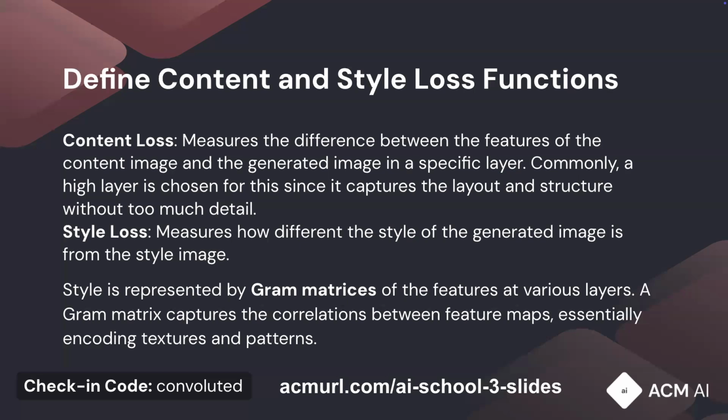The style loss is a little bit more complicated because it's not just outlines, it's many different things. We want to pick up on patterns in the style image. So it uses something called a gram matrix. A gram matrix basically figures out the correlations between feature maps, and then it encodes the textures and patterns. So a feature map, I should probably also define what a feature map is.